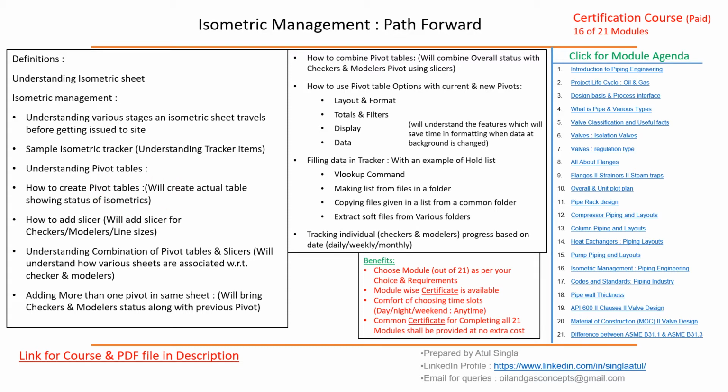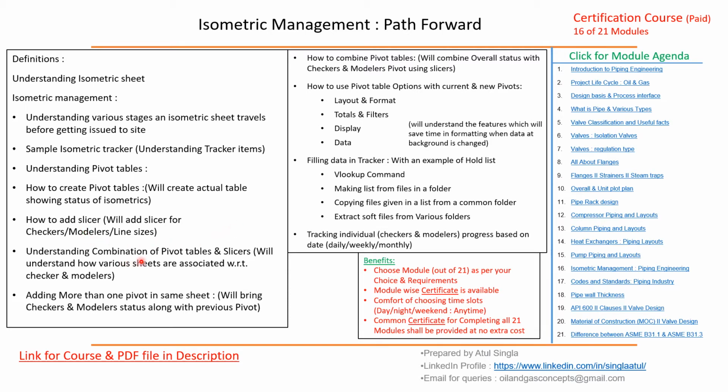Then there are a few tools available in Excel. We'll try to add those. We'll use the slicer tool. With the help of this, we can further extract data from our isometric tracker, checker wise, modeler wise, line size, everything we can extract. So we'll practically implement all these things in our tracker, and we'll try to get the actual data.